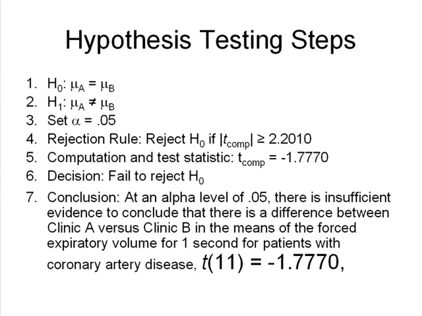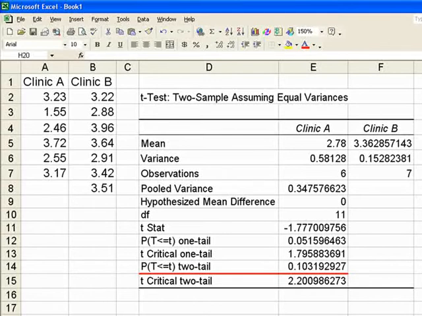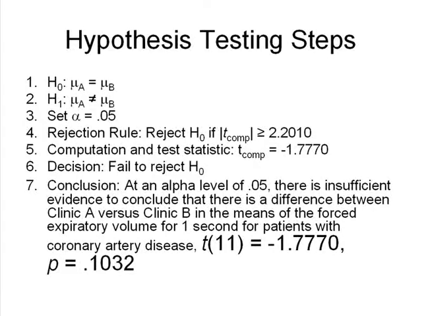Then we put a space, an equal sign, a space, and then we look up at step number 5 to see what our t-comp was, and we write that value. And even though we're going by the absolute value, we still put the negative sign here. It's very important that we do put it here. And then we put a comma, and then we put the p-value. Remember where we get the p-value. The p-value in our case is 0.1032. We'll put p equals 0.1032.